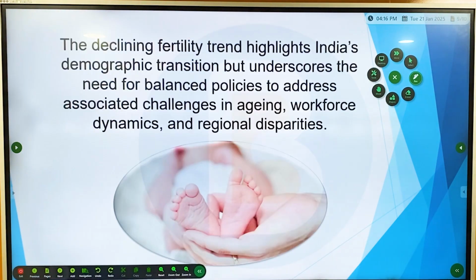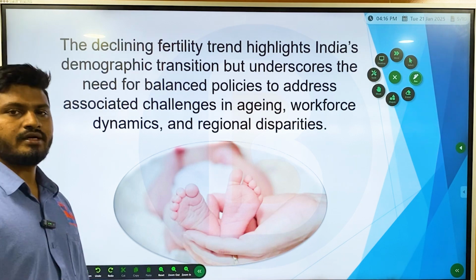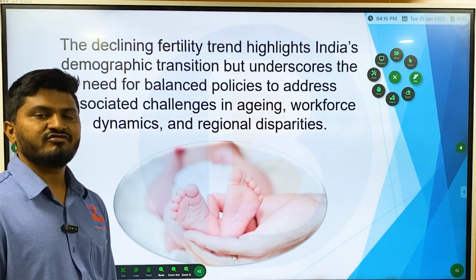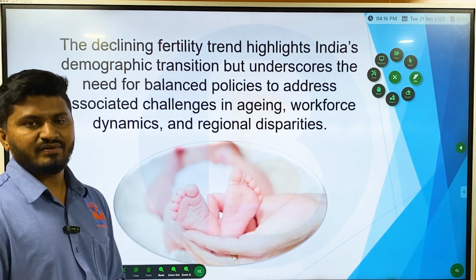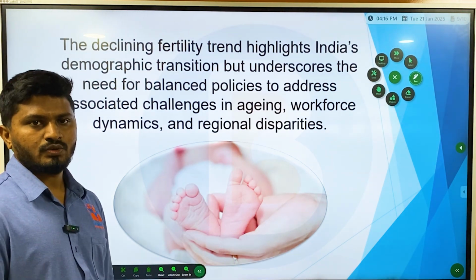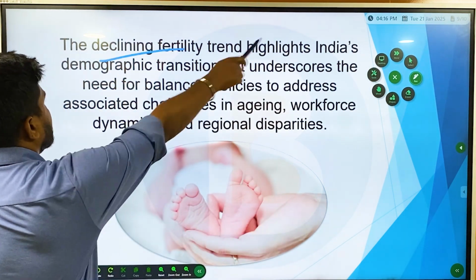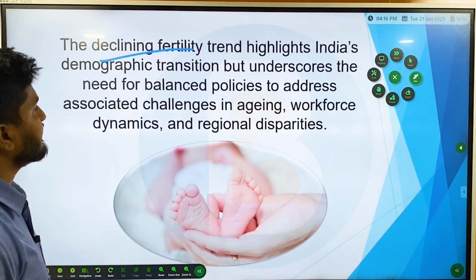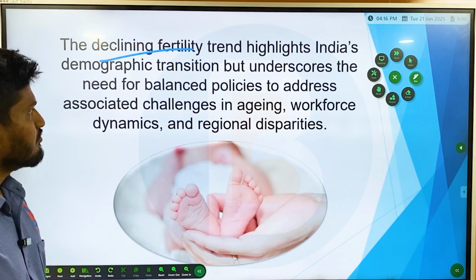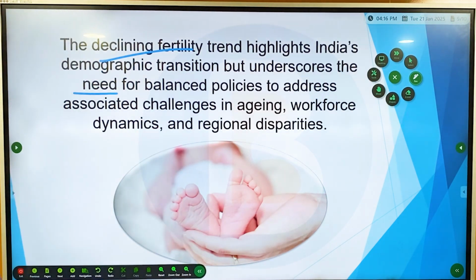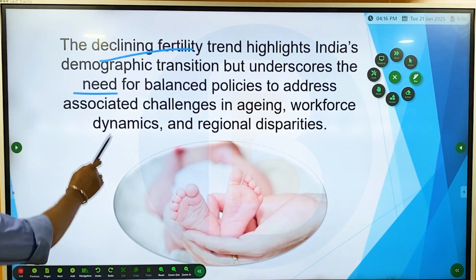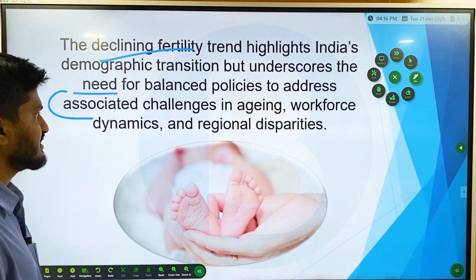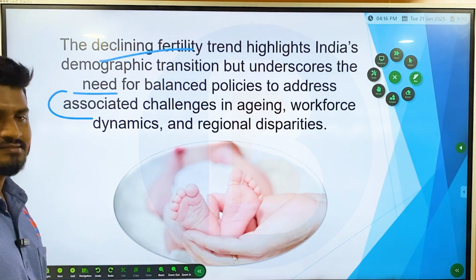Okay, so not saying that reducing the fertility rate is a bad thing, but we should also keep in mind that fertility rate should be at least at the level of replacement rate. Okay, so in conclusion, declining fertility trend highlights India's demographic transition, but underscores the need for balanced policies in order to address associated challenges in aging, workforce dynamics, and regional disparities.